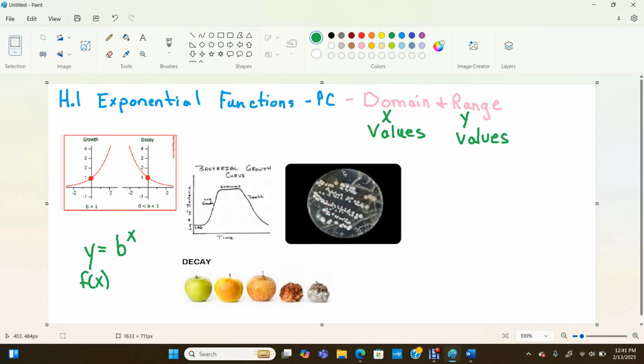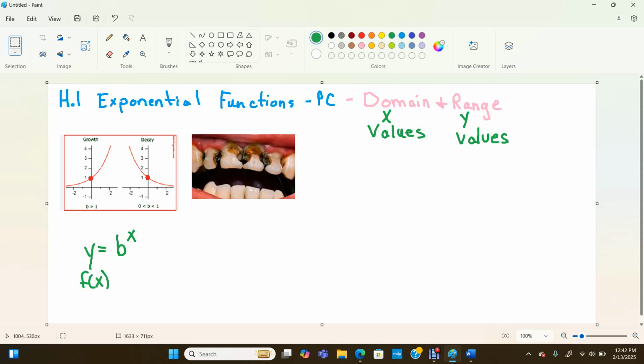Here are examples of bacterial growth. Here you can see it's growing on this graph. Here it's stationary, and here is the decay or the death of the bacteria. And we can measure the rate of decay in all kinds of different things. Here's one last example of decay, and hopefully we don't have any of that decay going on. That's pretty gross.